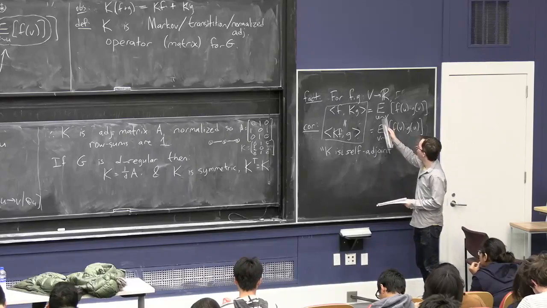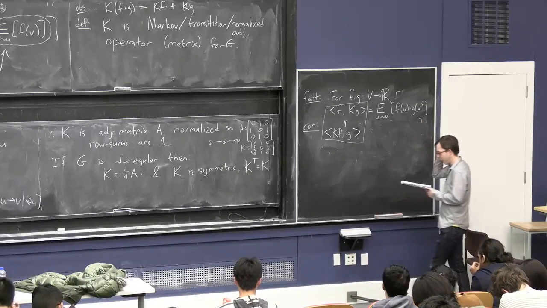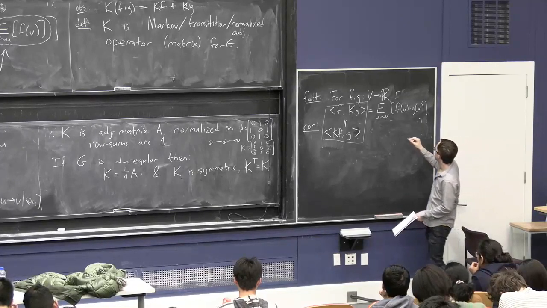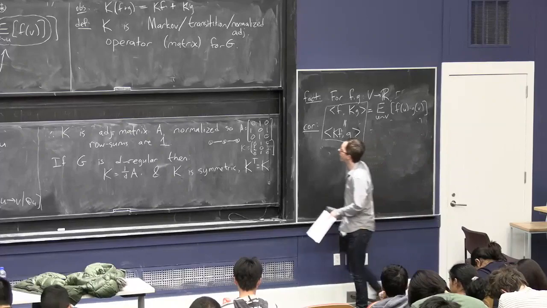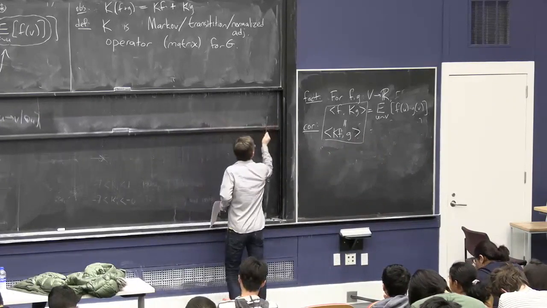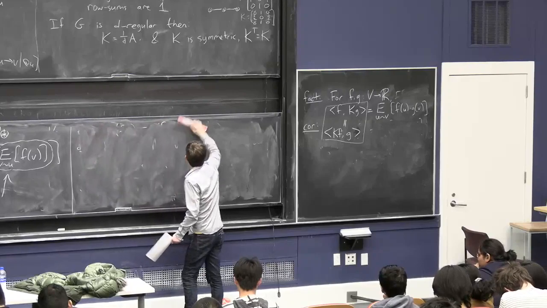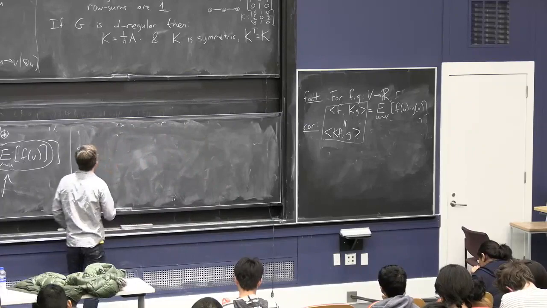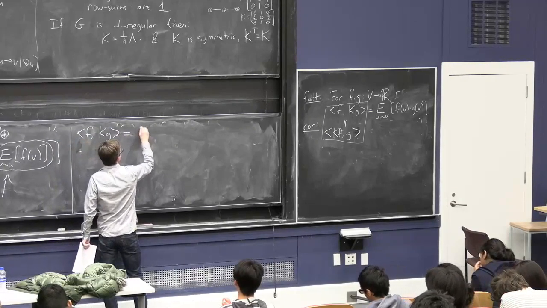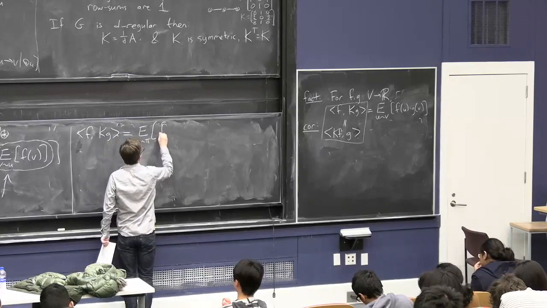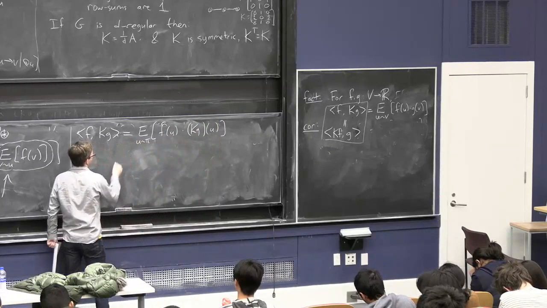OK. Actually, let me just prove this fact. See if I can cram it all onto the same board. So why is this true? Let's just expand the definition so we don't get confused here. So I'm studying the inner product of f and the function Kg. By definition of the inner product, this is the expected value of the function f at u times the function Kg at u.